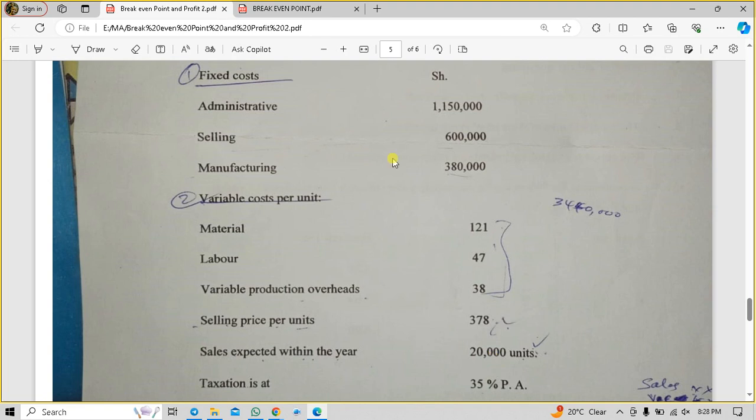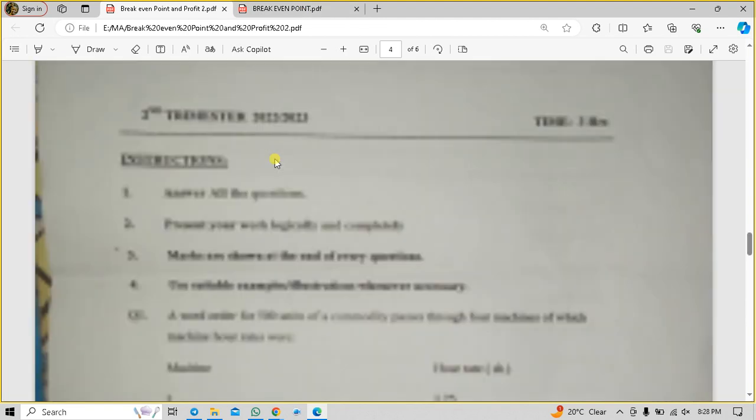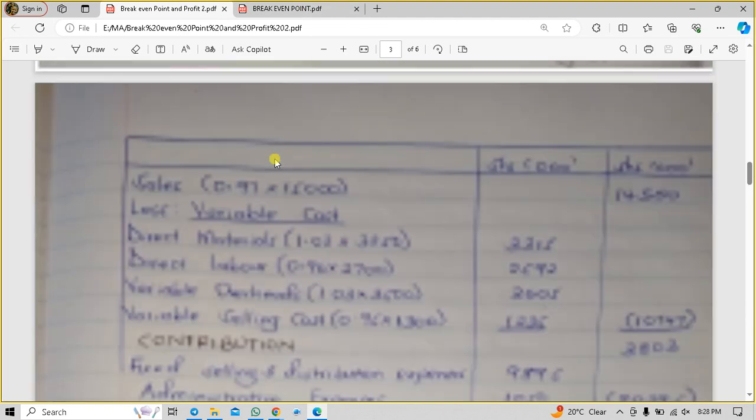So Omar, this is the question. You just screenshot it and then you calculate the break-even point. So in short, we are just arranging our work the same way tumearrange hapa.